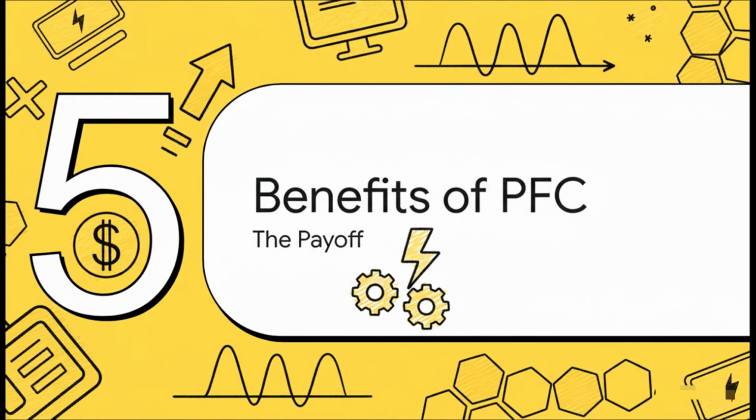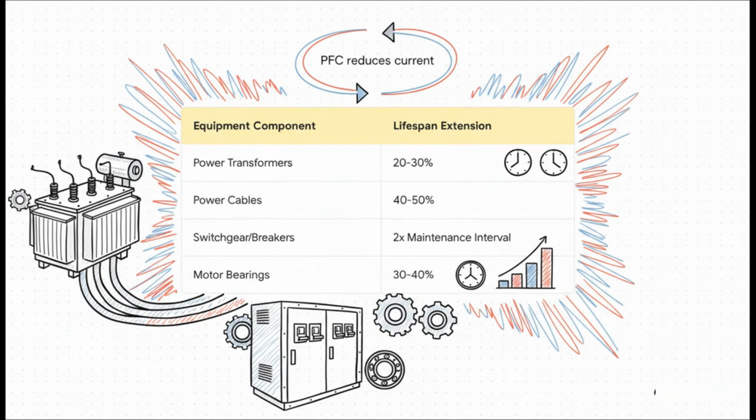All right, so what's the grand total of all these benefits? What's the real payoff here? Because it goes way beyond just saving a few bucks on your utility bill. Now, this is a benefit that a lot of people miss, but it is huge: the impact on how long your equipment actually lasts. By lowering the total current flowing through your system, PFC reduces all that heat and stress on your components. I mean, look at these numbers. You could see the lifespan of your transformers go up by 20 to 30%. Your cables could last up to 50% longer, and you could double the time between maintenance for your switchgear. That is a massive long-term win.